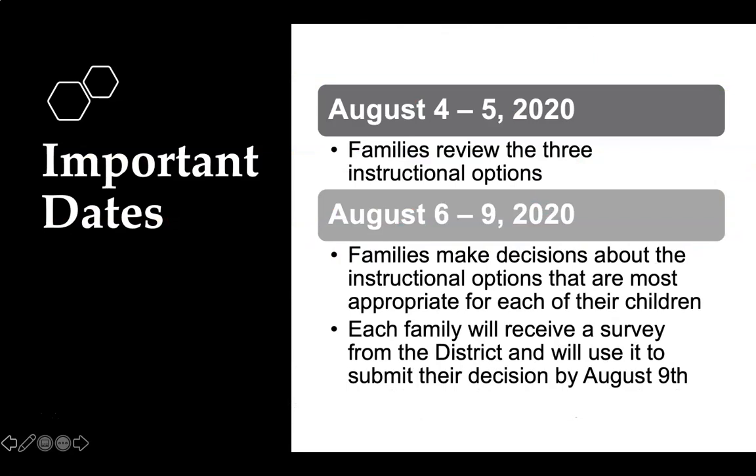There are several important dates that are part of next steps in the decision-making process for families. On August 4th and 5th, families should review the 3 instructional options available for Quaker Valley students and the information in this presentation. During the time frame of August 6th through August 9th, families will make a decision about which instructional option is most appropriate for each student attending Quaker Valley School District. Parents and guardians will receive a survey from the district via email and must report their final decisions to the school district by August 9th.